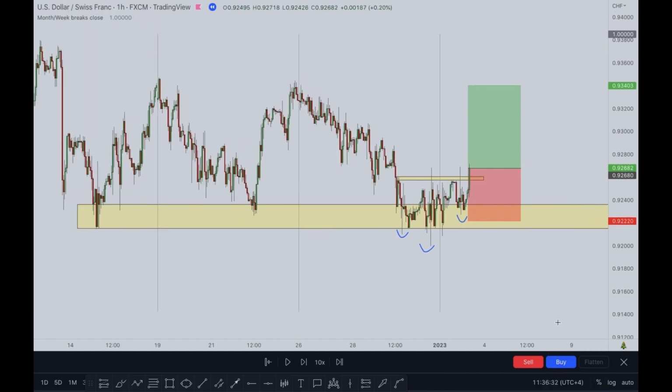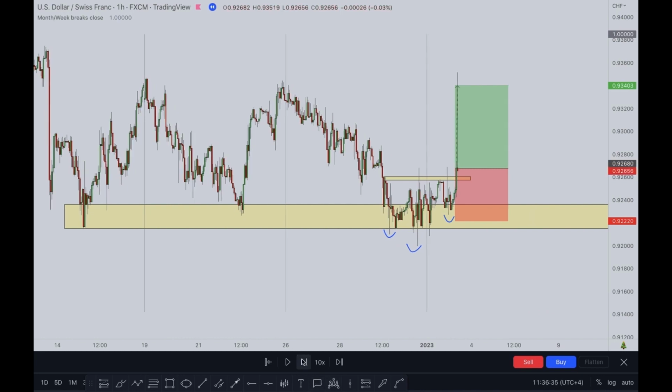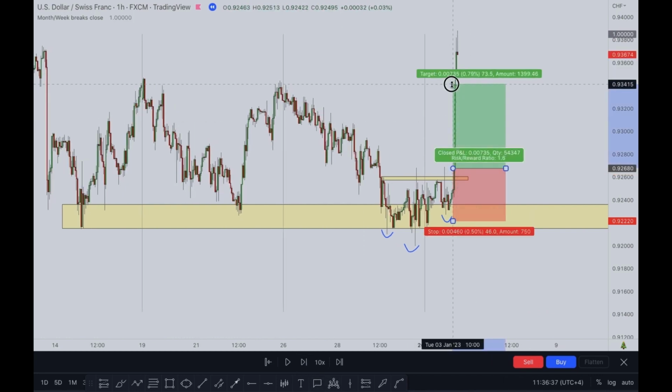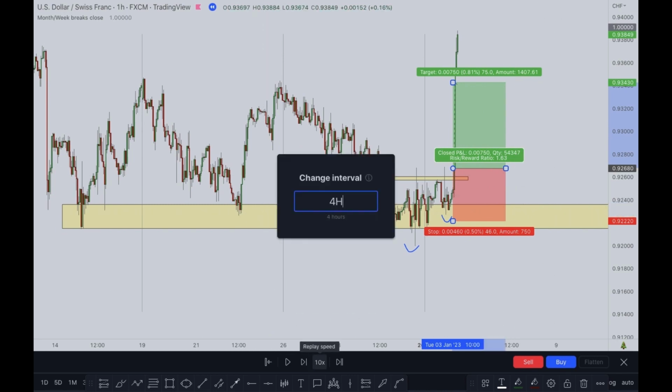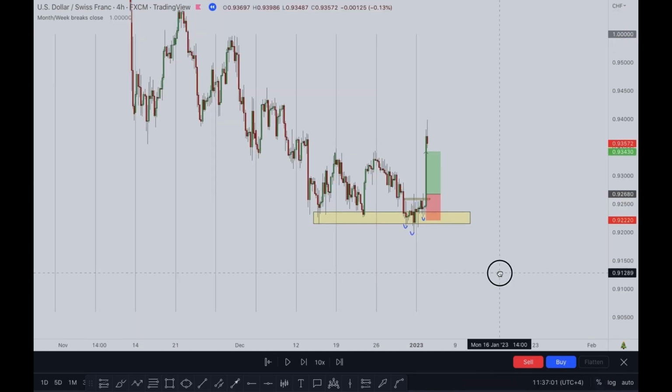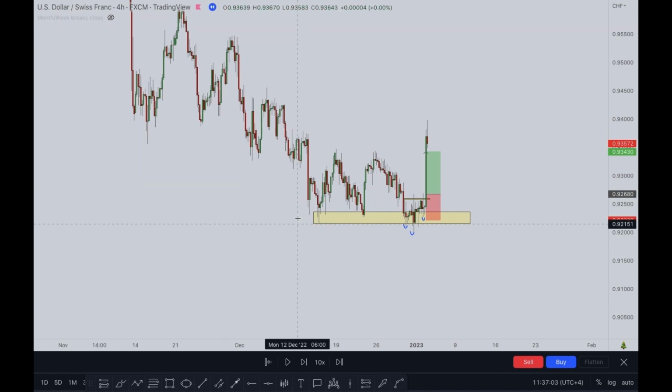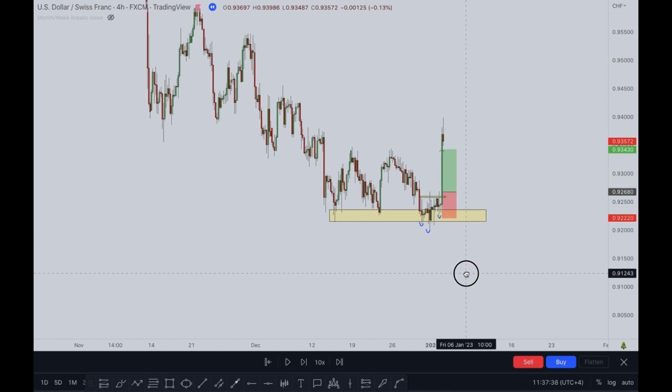So let's see how price actually played out. We had price just shooting to the upside, just breaking this high. So I'll go up on the 4 hour structure. Here I had a confirmed change of character. This is my first bottom, this is my second bottom, this is my third bottom, and at the third bottom I'm also seeing an inverse head and shoulder. So I have multiple confirmations to take this trade.